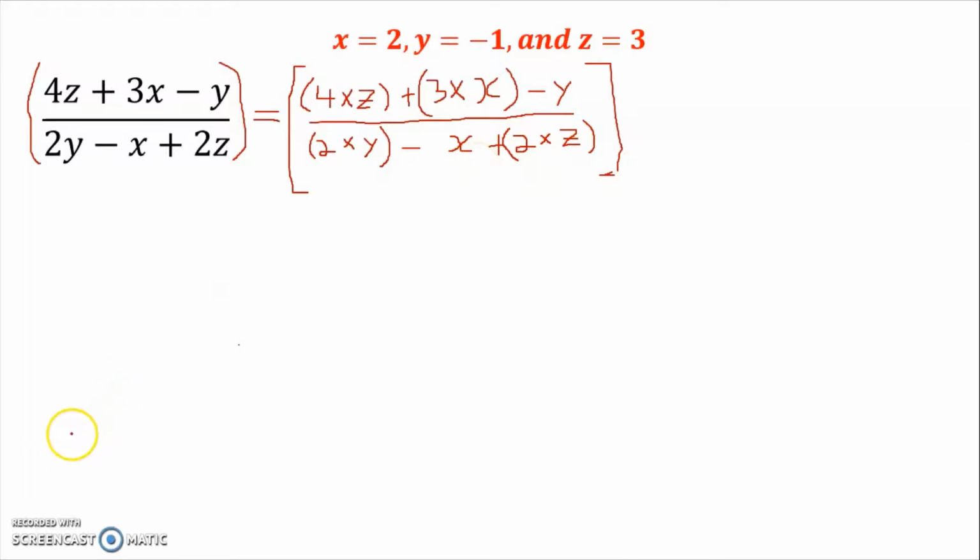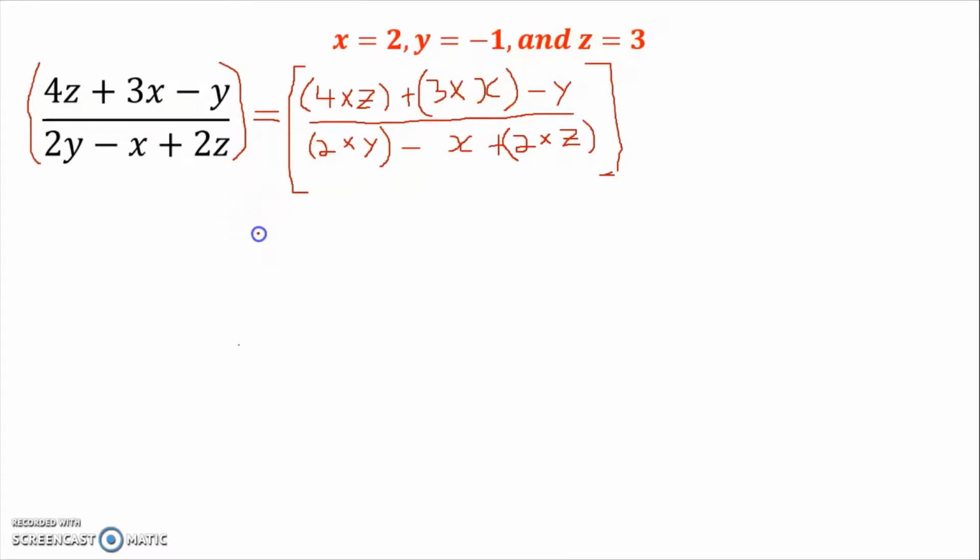So what we have to do now is substitute the values for x, y, and z into this expanded expression. Wherever we have x, we're going to remove the x and replace it with positive 2. Wherever we have y, we're going to replace each of them with negative 1. And wherever we have z, we're going to replace it with positive 3.